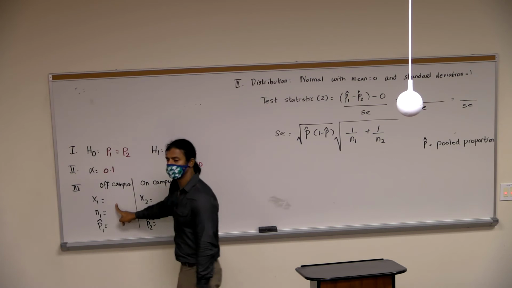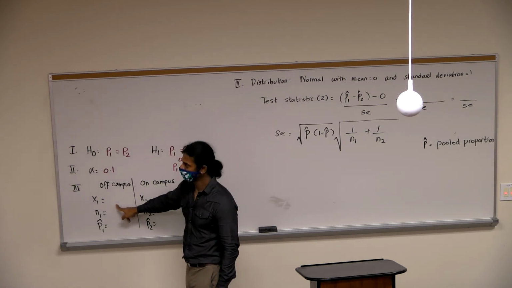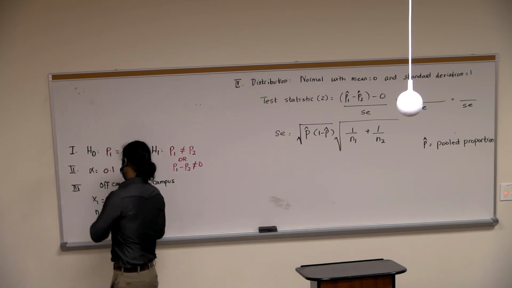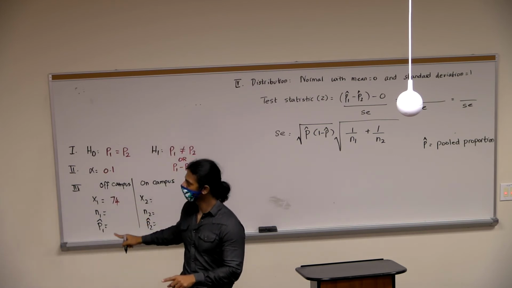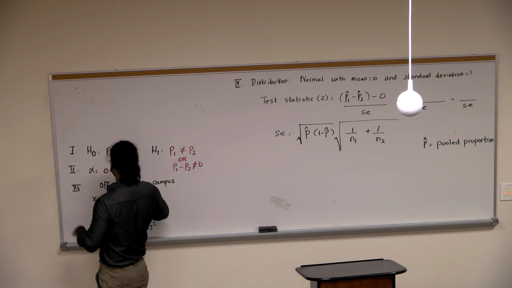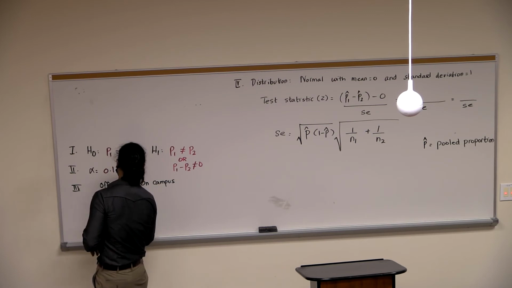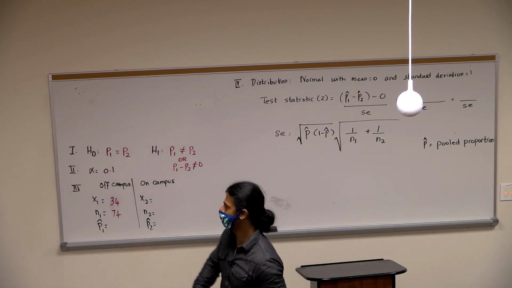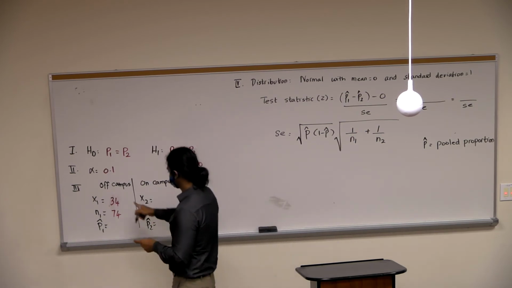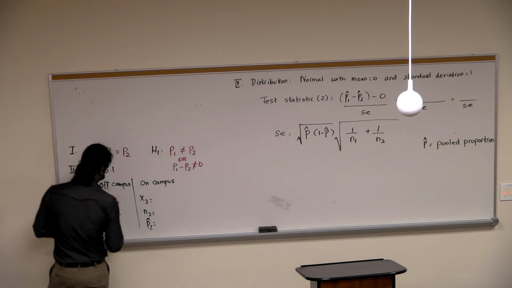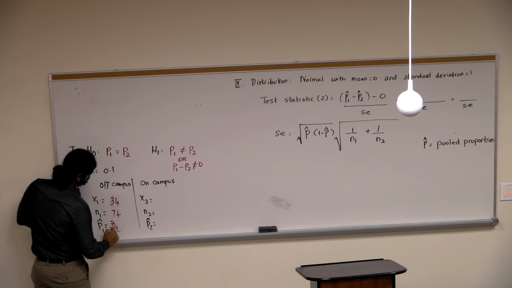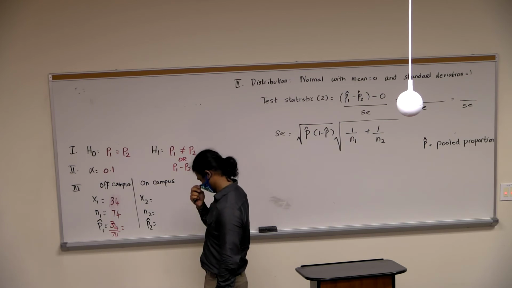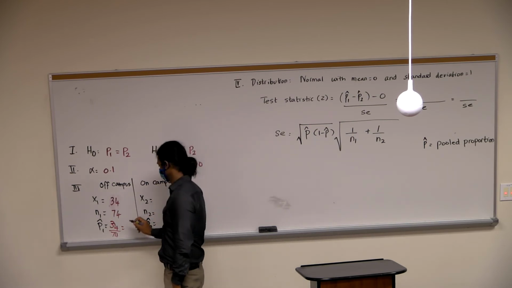So what is n1 for off-campus students? 74. No, it's 34. Oh, 34, 74. Sorry. And p1 hat is the sample proportion for off-campus students. And that would simply be 34 divided by 74. And what do we get? 0.46.